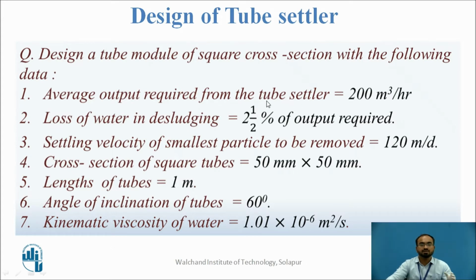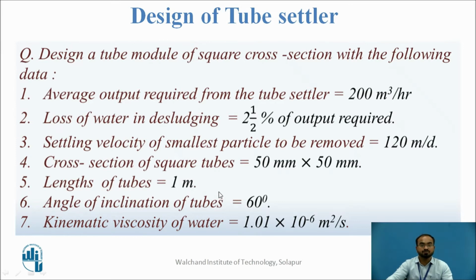Now talking about its design, let us take one example question: design a tube module of square cross section with the following data. Average output required for the tube settler is 200 meter cube per hour. Loss of water in desludging will be 2.5% of the output required. Settling velocity of the smallest particle to be removed will be 120 meters per day. Cross section of square tubes will be 50 mm by 50 mm, and length of tube will be 1 meter.